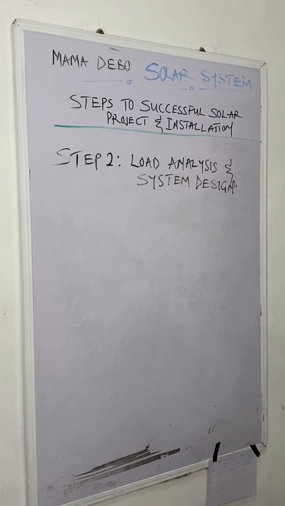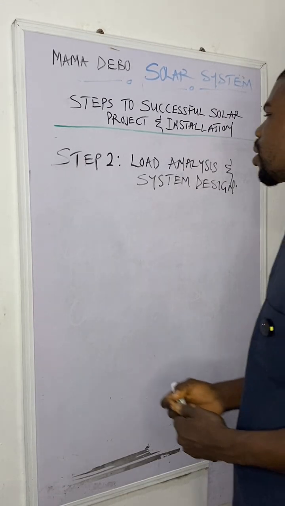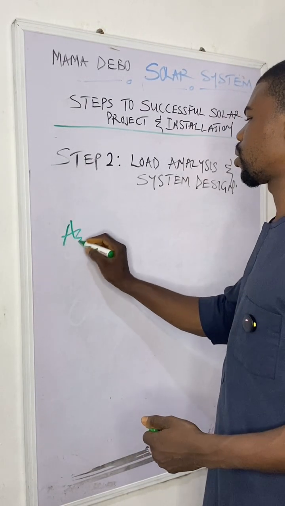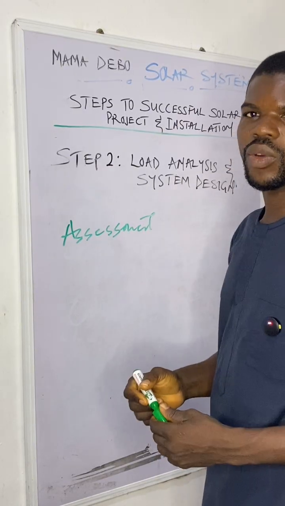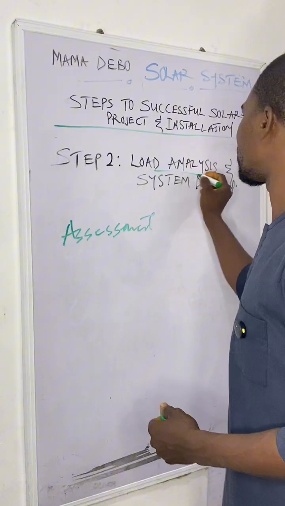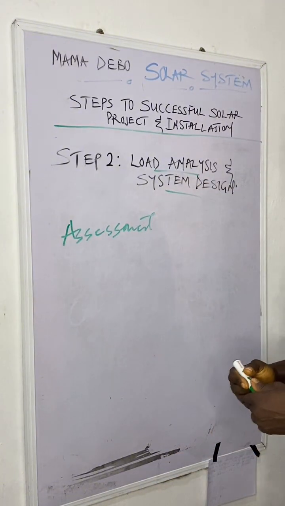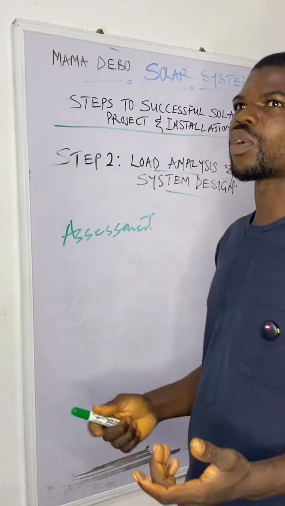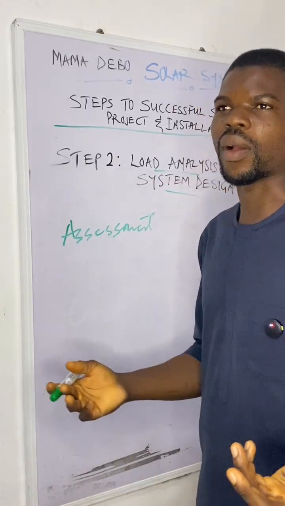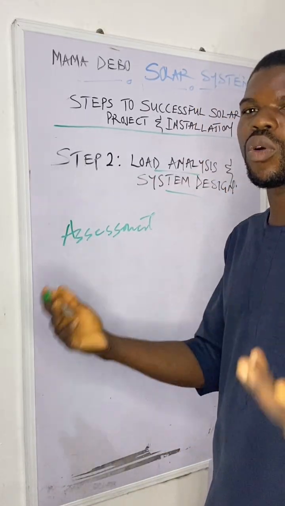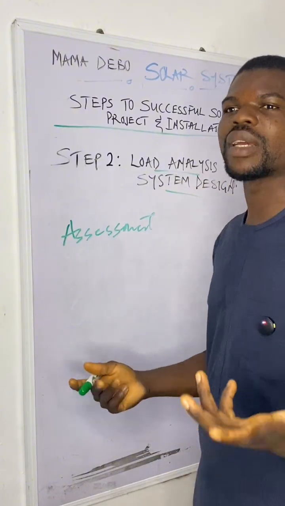After you have carried out your assessment, remember in step 1, we said the first step is assessment. Now, after you have carried out your assessment, the next step is load analysis and system design. During your assessment, you have discovered what your client needs, what they want to power, for how long they want to power it, and their backup time.